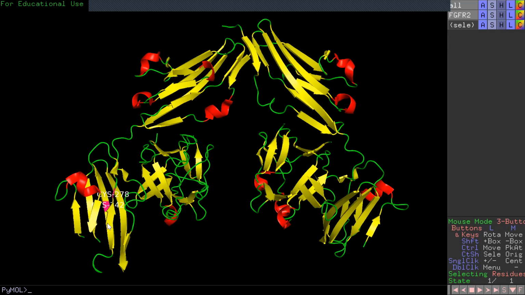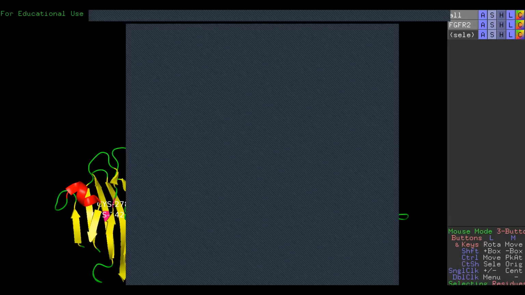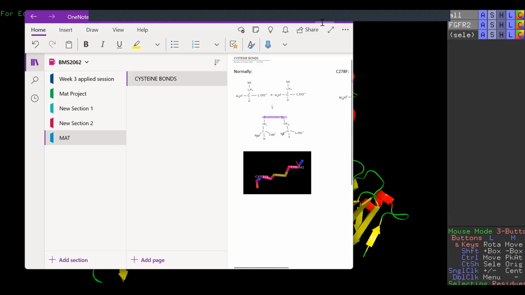Okay, so this is what the normal structure looks like. When we have this variant, the cysteine at position 278, so at this wire over here, changes to a phenylalanine. And this is where your problem occurs. Okay, if we switch to over here, we can see it a little better.